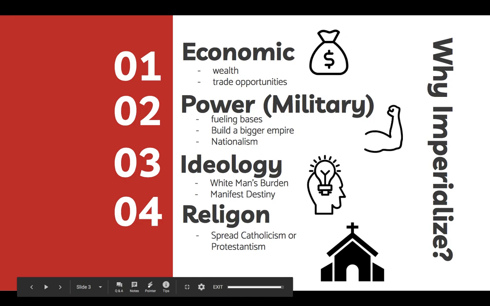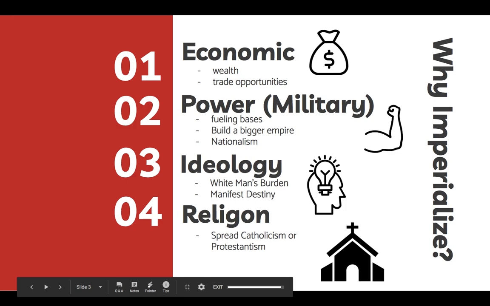Ideology, imagine I'm pointing to my brain right now because it's what people thought. And this is the old white man's burden. "Take up the white man's burden, send forth the best ye breed, go bind your sons to exile to serve your captives' need." Written by Rudyard Kipling. And if you remember, the white man's burden is to civilize these other people around the world because they don't know what they're doing, essentially is what Americans believed. Yes, it is very racist, but that was the thought process back then.